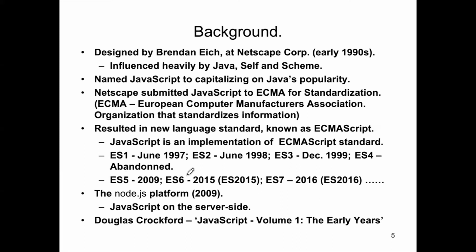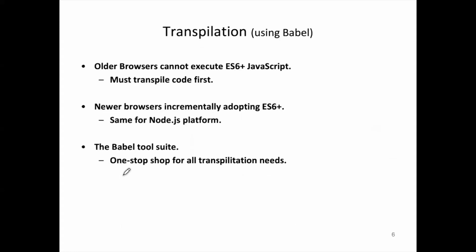So if we write ES6 or ES7 or whatever JavaScript, we need to convert it back to ES5. That process is referred to as transpilation. And fortunately, there is a tool, and really it's only one tool, which is the dominant one, the Babel tool, that will do that for us.